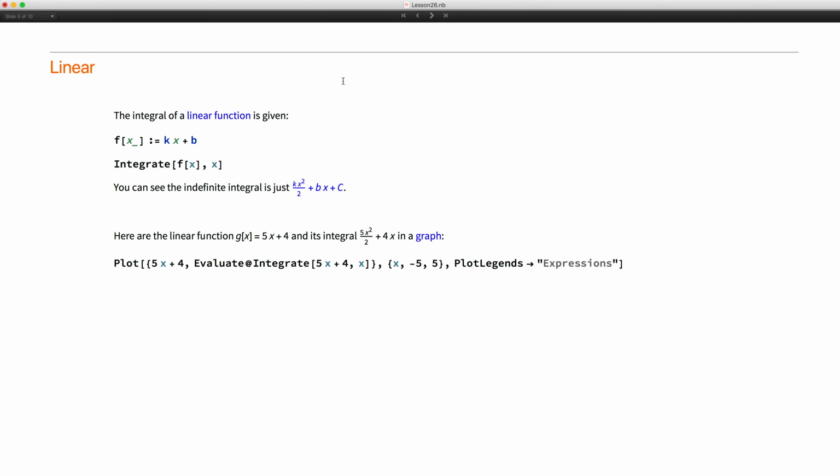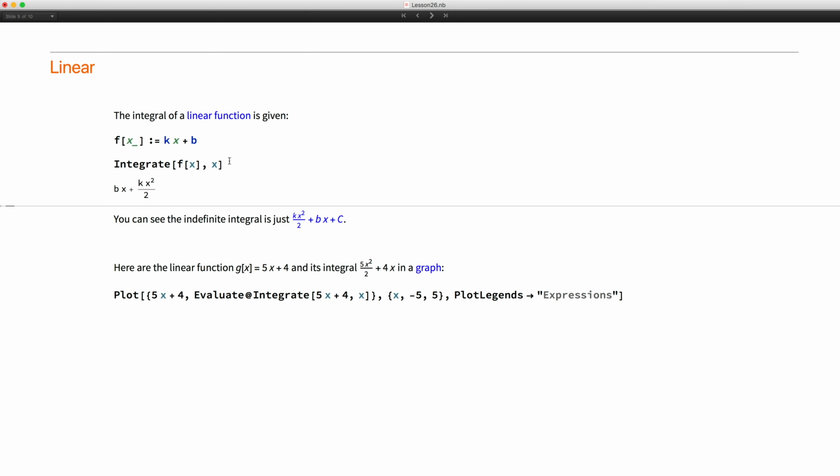Okay, on to a linear function. So suppose you have kx plus b, then its integral is kx squared over 2 plus bx plus c. That plus c again comes from the constant of integration. So for example, if you have 5x plus 4, then the answer is 5x squared over 2 plus 4x. So you have the plot of both the function and its integral.